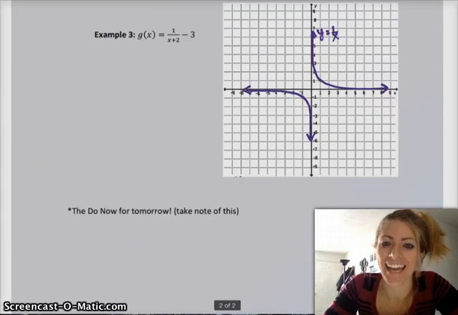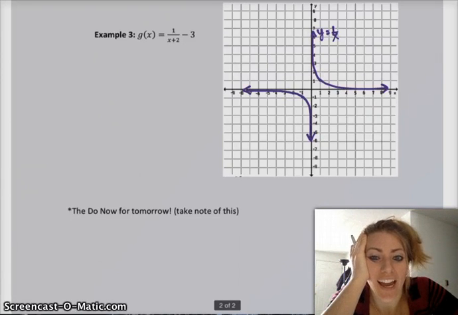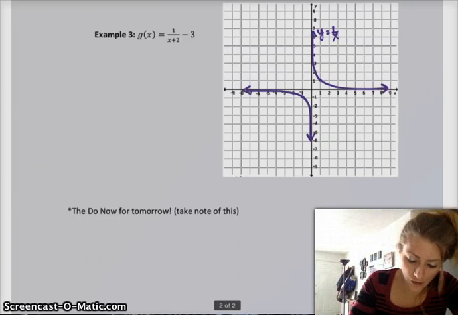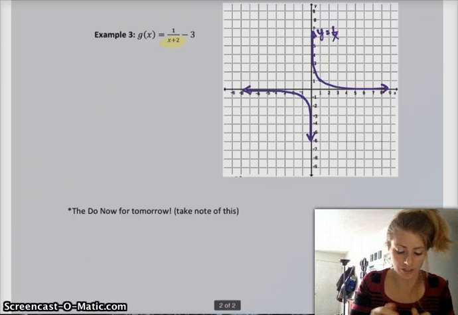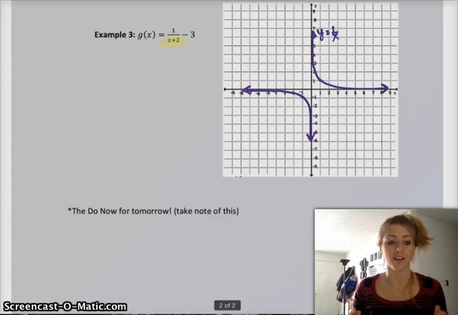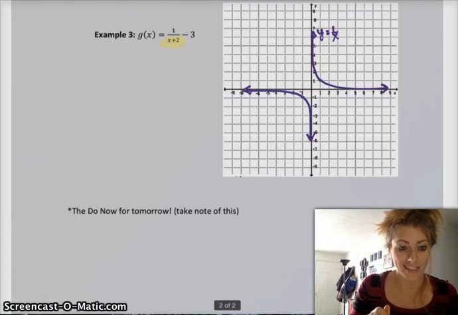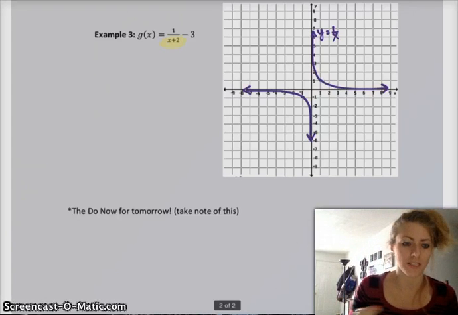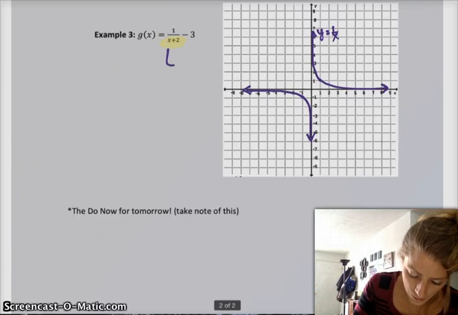Okay, last one. Can you tell I've had coffee today? Anyways, last example is 1 over (x plus 2) minus 3. So that x plus 2 in the denominator, that would have been inside the function. That's affecting only x, so that's a horizontal change. Remember, horizontal is opposite of what you think it should be. So instead of right 2, it's going to be left 2 because it's opposite of what you think. Okay, so this is left 2.